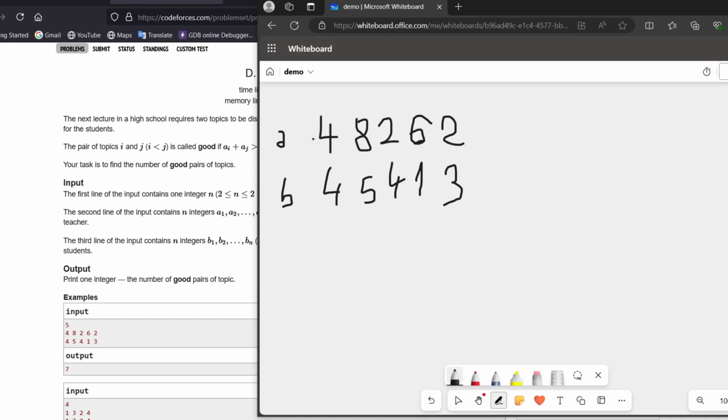Here we can see that the difference is 0. The difference here is 3. The difference here is -2. We say minus if B is greater than A, because it's negative. And here it is 5, and this is -1. So if we were to now sort them by their differences, it will look something like this.